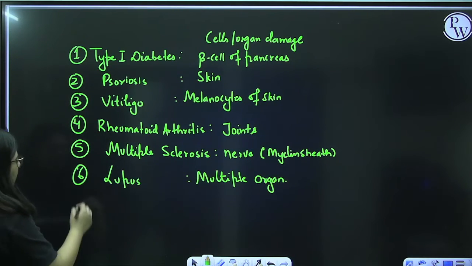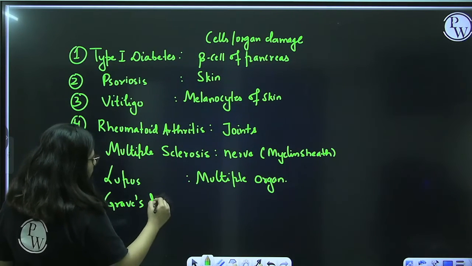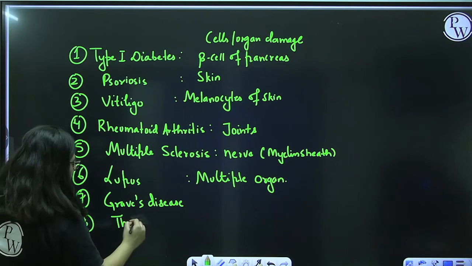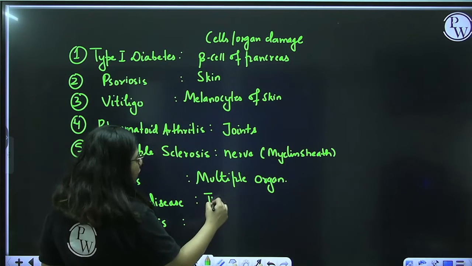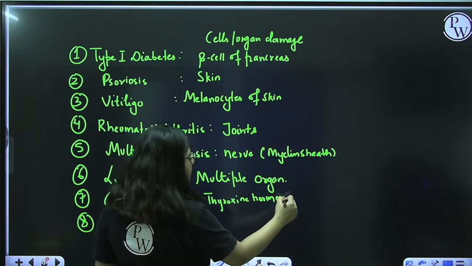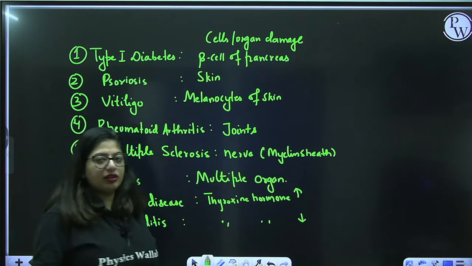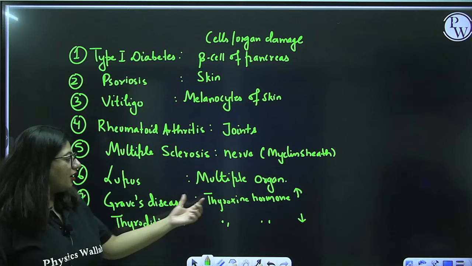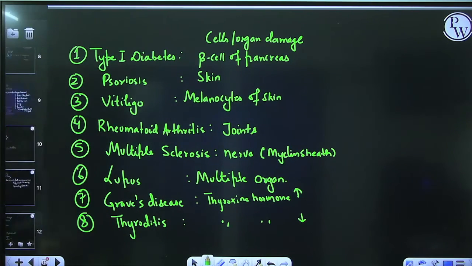We also have some other disorders of the thyroid, like Graves' disease and thyroiditis. Both are for thyroid. But the difference is, here the thyroxine level, thyroxine is a hormone, increases, but in this one thyroxine hormone decreases, right? And the reason is because here the cells which are secreting thyroxine are destroyed, but here the receptors for the TSH hormone are destroyed. So these are the various autoimmune disorders.